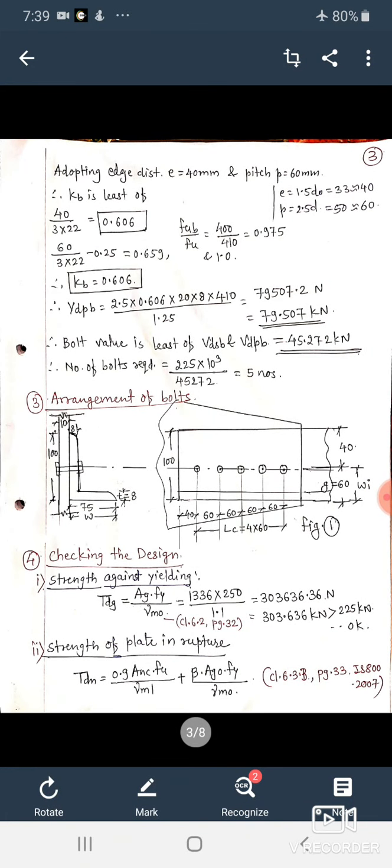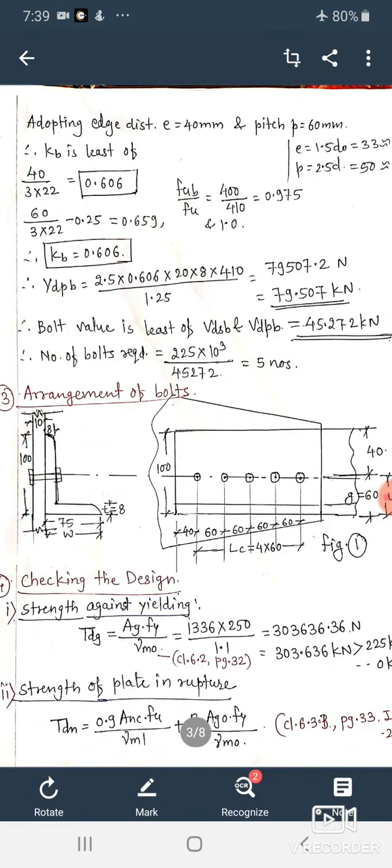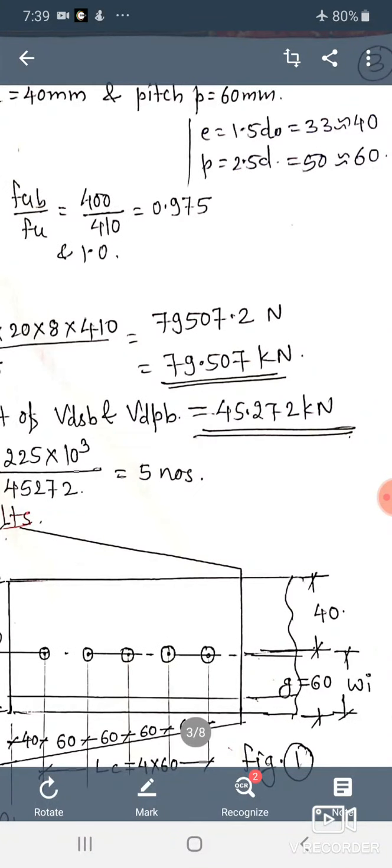Adopting the minimum edge distance as e equals to 40 mm and pitch distance p equals to 60 mm. We know the minimum criteria from the code book: e is equals to 1.5 d0, so roughly I am getting it as 33, so I will be rounding it to 40 mm. And p, that is the pitch, equals to 2.5 d, which is 50, so I am rounding it to 60.